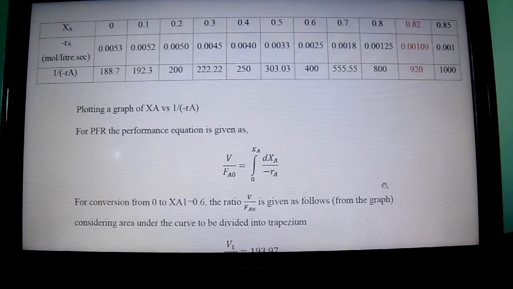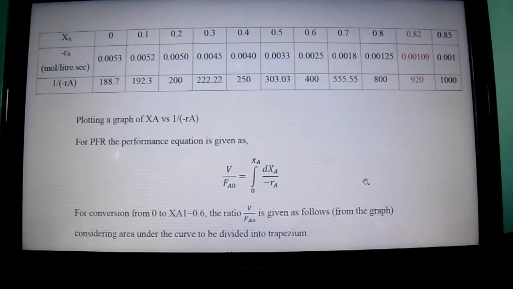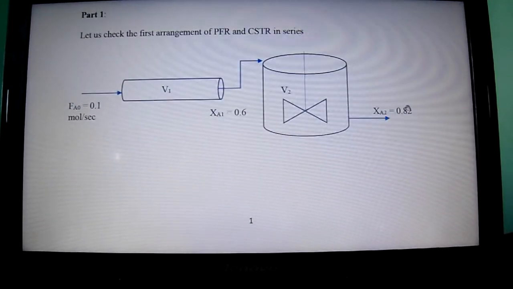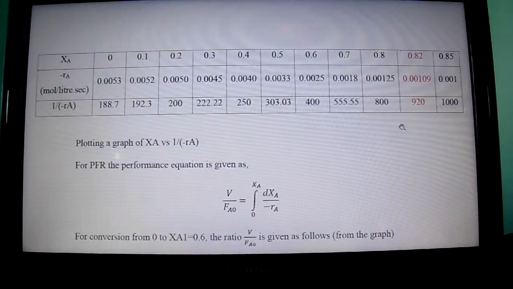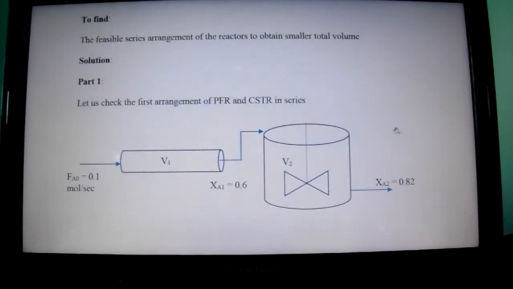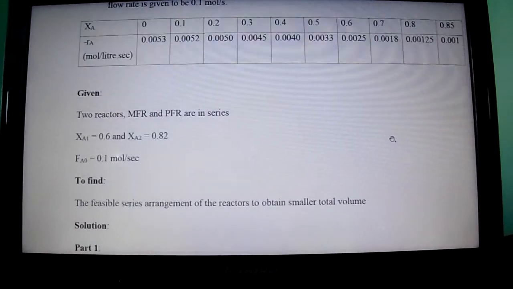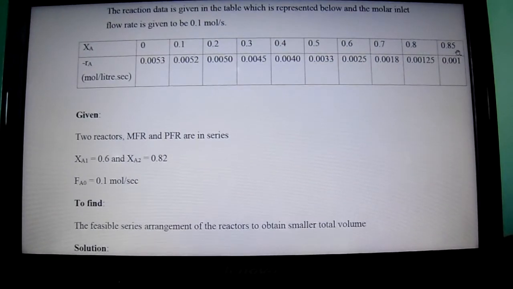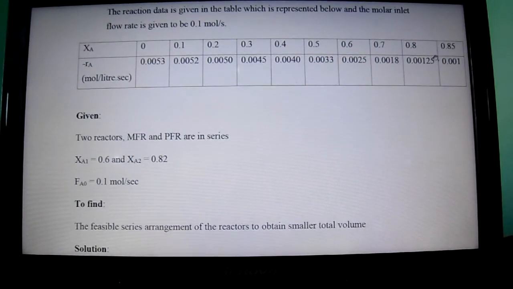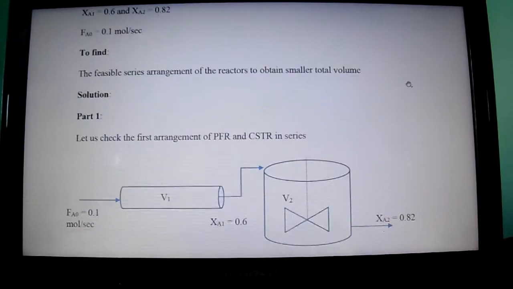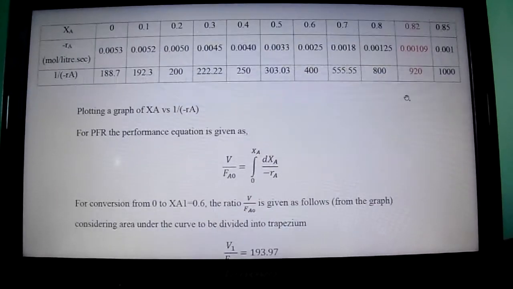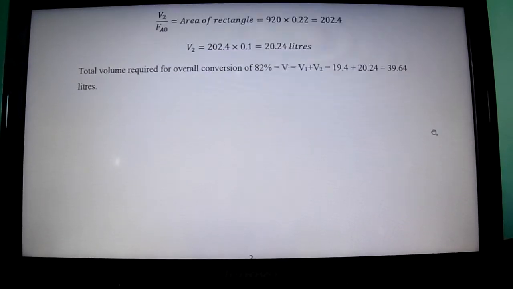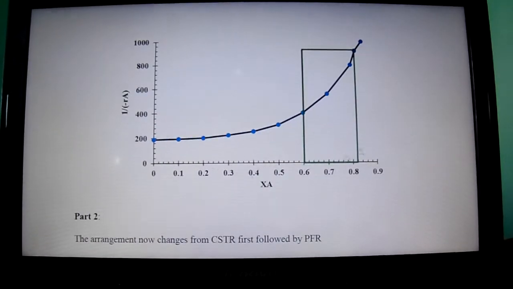Now how are we modifying the things? Slight change here, because we want to find out the final conversion at 0.82. We have not been given the value of 0.82. We have been given the value of 0.8 and the value of 0.85. So we have to find what the value is at 0.82. How will we do it? Simple enough. Just plot the curve.